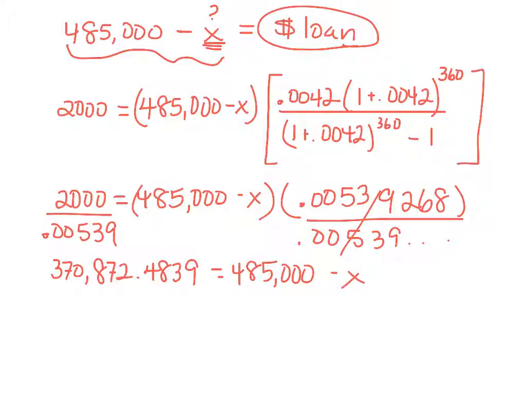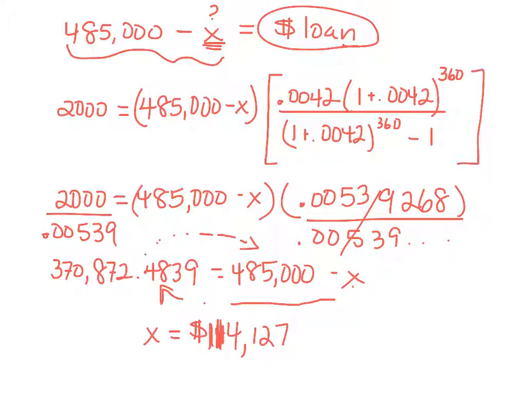All right, I know you'd love to show every single step, but I'm running out of room here. So what I'm going to do is I am going to subtract this over to there, and I'm going to add this X over to there. Sorry. You'll have to deal with that. So X is going to be equal to 114,127.5161. And then they wanted this to the nearest dollar.